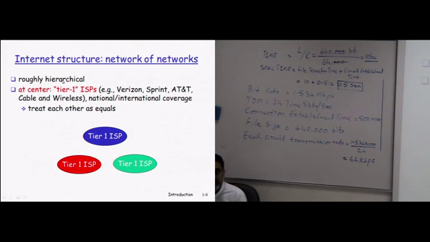We can say that the internet is roughly hierarchical. At the center, you will have the tier 1 ISPs, for example Verizon, Sprint, AT&T, Cable and Wireless, which give national and international coverage and treat each other as equals.